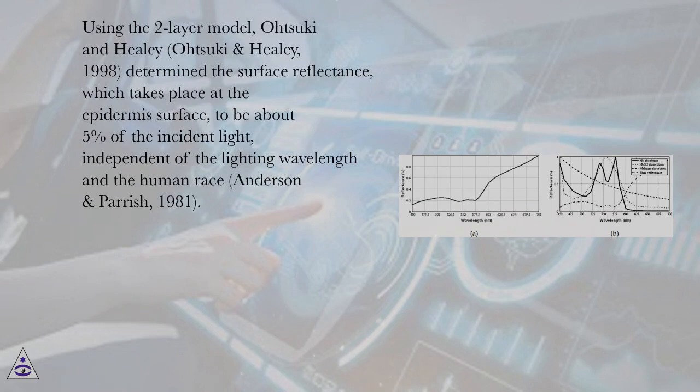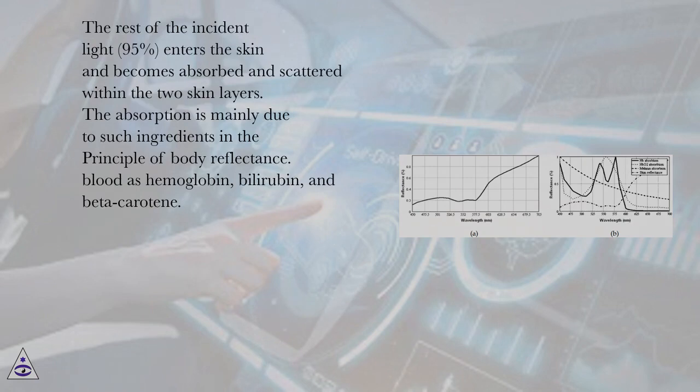Using the two-layer model, Otsuki and Healy, 1998, determined the surface reflectance, which takes place at the epidermis surface, to be about 5% of the incident light, independent of the lighting wavelength in the human race (Anderson and Parrish, 1981). The rest of the incident light, 95%, enters the skin and becomes absorbed and scattered within the two skin layers. The absorption is mainly due to such ingredients as blood hemoglobin, bilirubin, and beta-carotene.